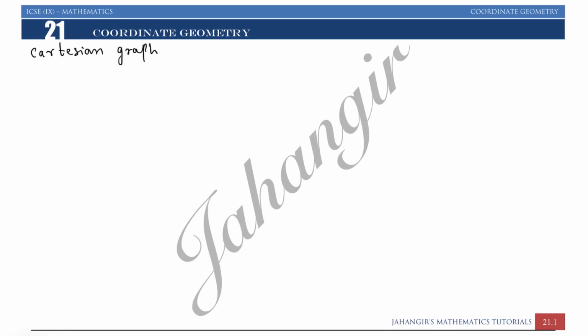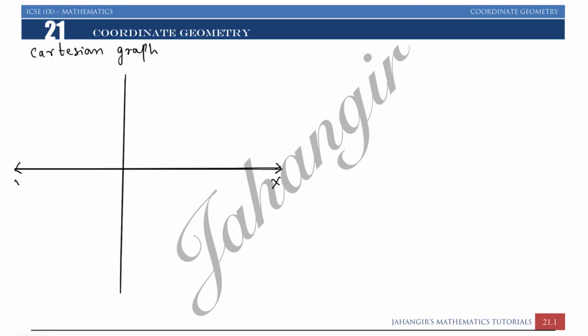Cartesian graph has four coordinates. If we take x-axis, y-axis, vertical axis is called y-axis, horizontal axis is called x-axis. Okay, in this way you can draw. This is x-axis, this is x dash. Point where both axes meet is origin, that is called 0. This graph you have to draw for each and every graph question.